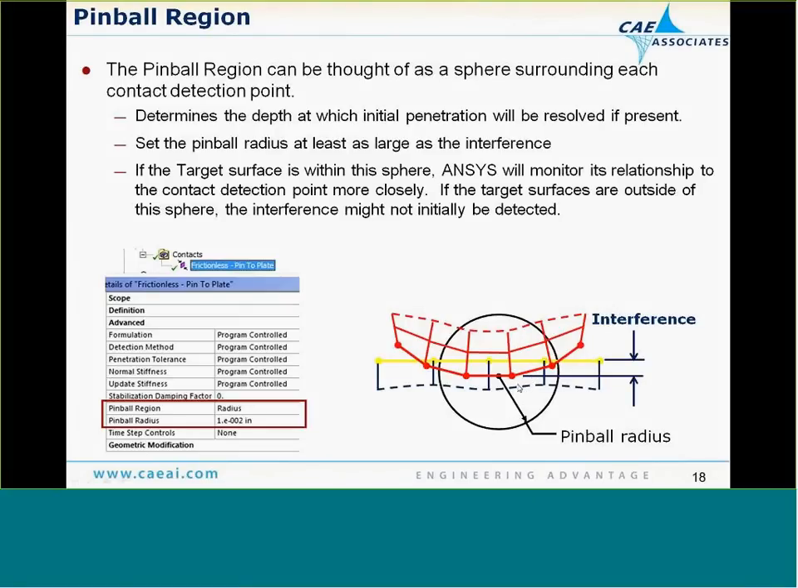In order for that to happen, you just need to make that pinball radius at least as large, or maybe a little bit larger, than the interference that you have initially. And that way, at the start of the analysis, this contact surface realizes that it is penetrated to this target segment, and at the end of the analysis, it needs to move up to this surface. So that's just something that you need to account for and look at. So just make it at least as much as the interference, and then that contact will get detected.